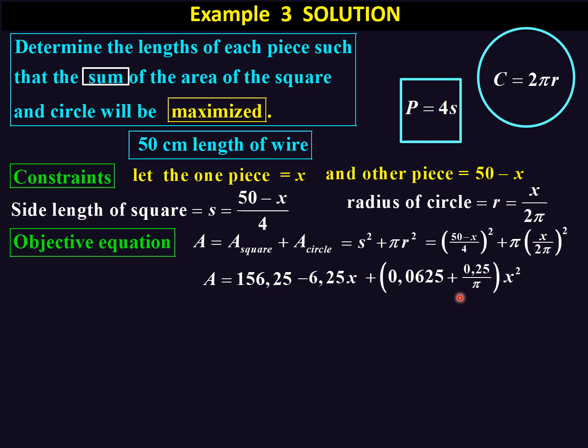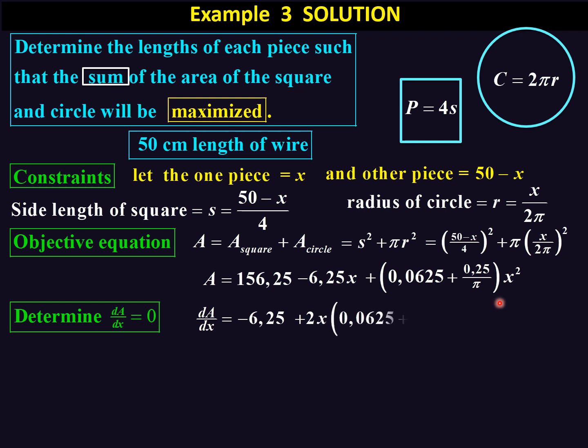Once we have our objective equation, what do we have to do? Differentiate and equate it to 0. So let's differentiate this. The derivative of that would be 0. The derivative of that would be negative 6,25. And what's the derivative of x squared? 2x. So we have negative 6,25, and there we've got our 2x, because this is a constant. So it's 2x times that. Remember your differentiation rules.